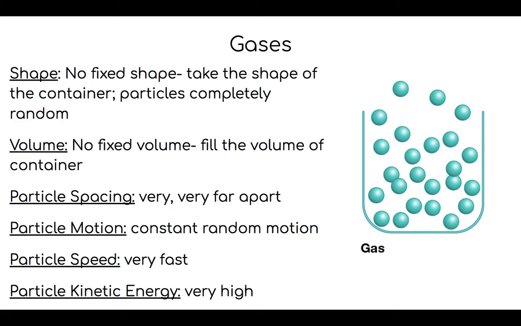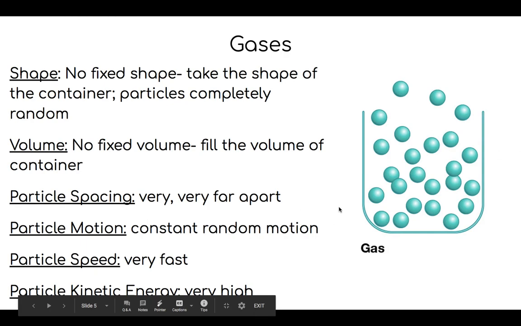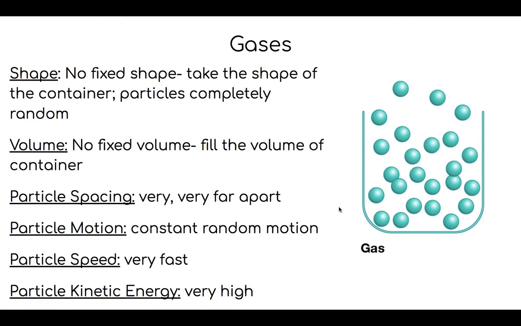Their motion: now we're looking at particles that are constantly moving at random and over very, very far distances. You can think about all of these little particles bouncing from one side of the container to another and simply moving completely at random. That is how the particles of a gas behave. They also are traveling at a very, very high speed. If we were really to look at it, it would look more like this. They are traveling randomly in many, many different directions at a very high speed. Because of that, they also have a very high amount of kinetic energy.